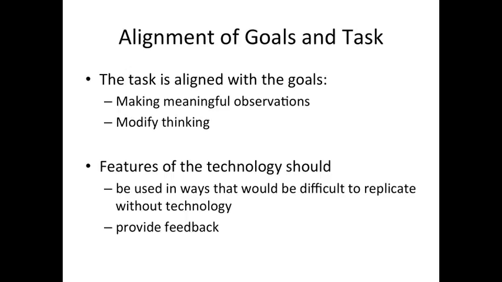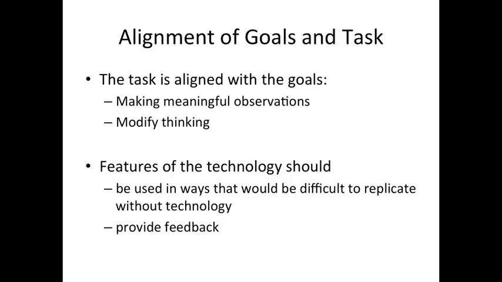So this task is aligned with the goal of making meaningful observations. We want students to notice some relationships between the graph and the motion that Mellow Yellow carries out as he's walking from home to the store. We also want students to modify their thinking. So it's possible that students will think that a particular graphical representation is aligned or correlated with a particular movement. That may or may not be correct.